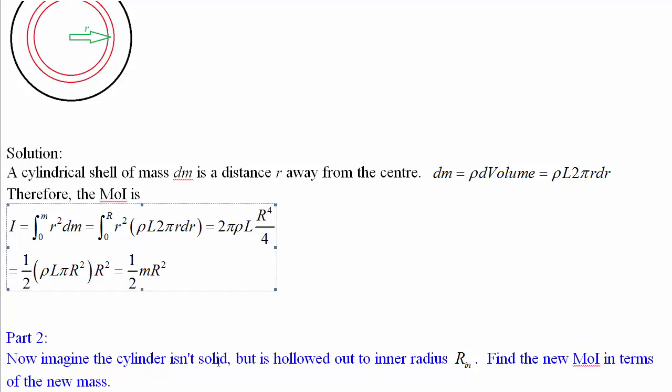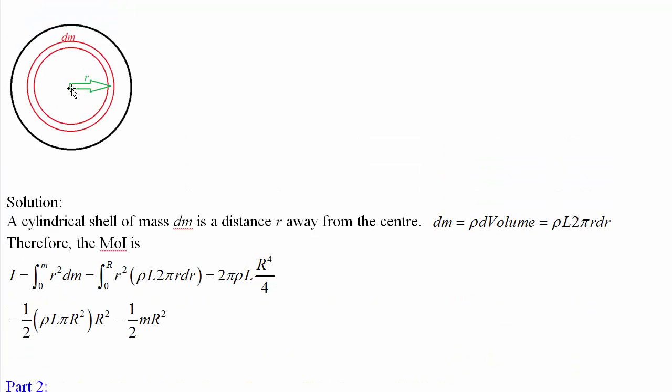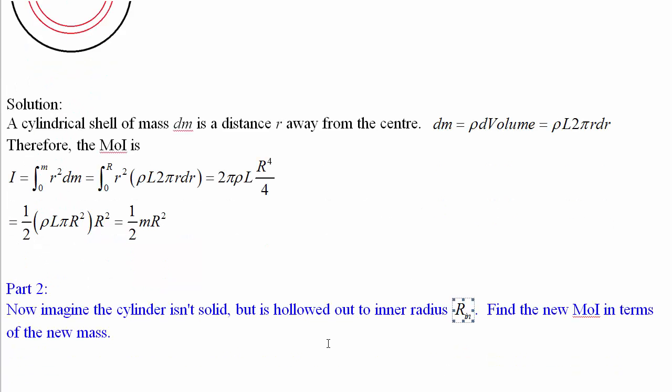Now we're going to imagine that the cylinder isn't solid, but instead is hollowed to an inner radius r in. So instead of starting at the center, our integral would just have to start at r in. Find the new moment of inertia in terms of the mass. Finding the new moment of inertia in terms of the density is not too bad. You just change the lower bound of the integral, but finding it in terms of the mass is a little bit trickier, so give that a shot.